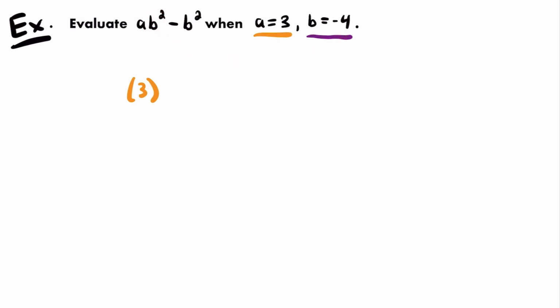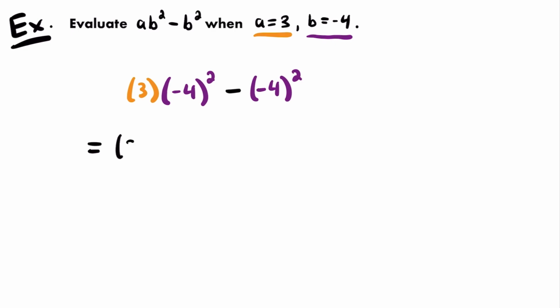So we have 3 multiplied by negative 4 squared. All right, and then you'll be subtracting b squared again. So we have another negative 4 squared. Okay, we replaced every a with 3, and there is only one of them, and we replaced every b with negative 4, and there were 2 of them. All right, now simplifying, remember your order of operations. In this case, we do have some exponents to take care of, so let's do that first.